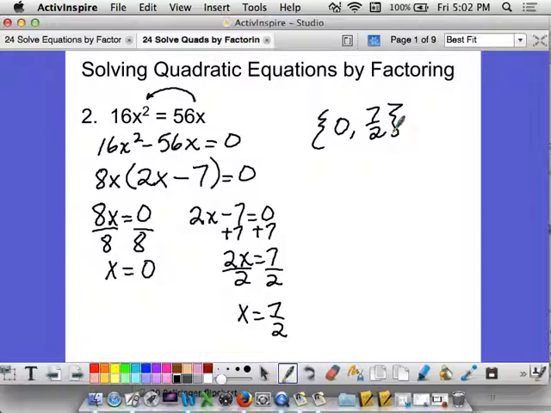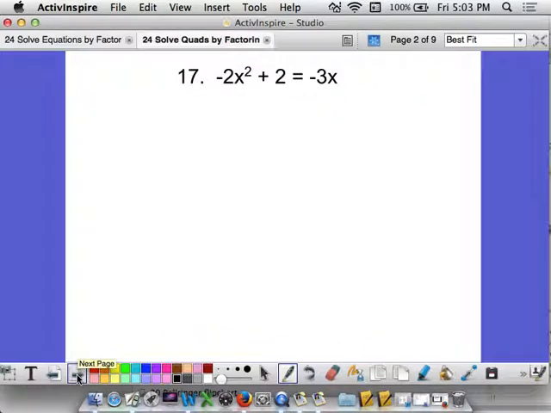So in this problem, I had a greatest common factor. You'll notice this is number 2. I should have said this earlier, but this is from that worksheet that you have in your packet, and I'm just going to use those numbers. A couple of them I'll modify, and I'll tell you those, but that's coming from the packet. That's why this is numbered number 2. The next one, number 17 on your packet.